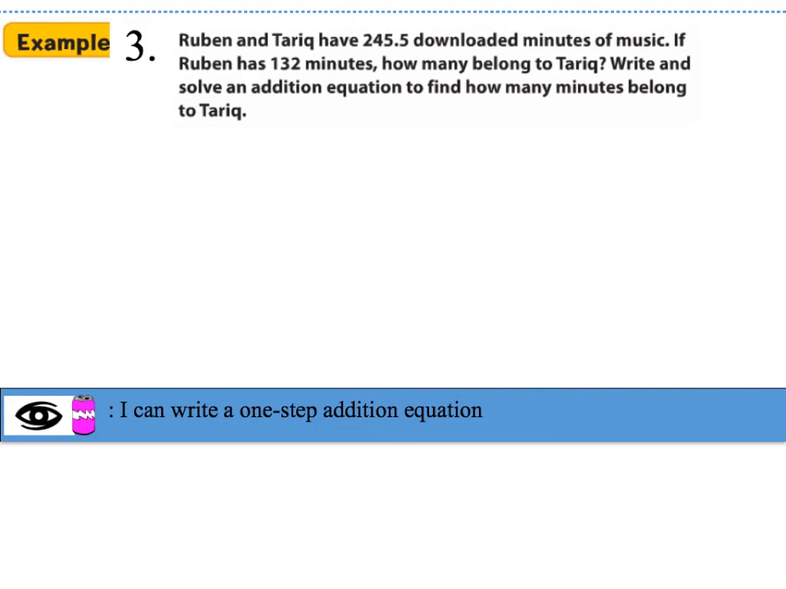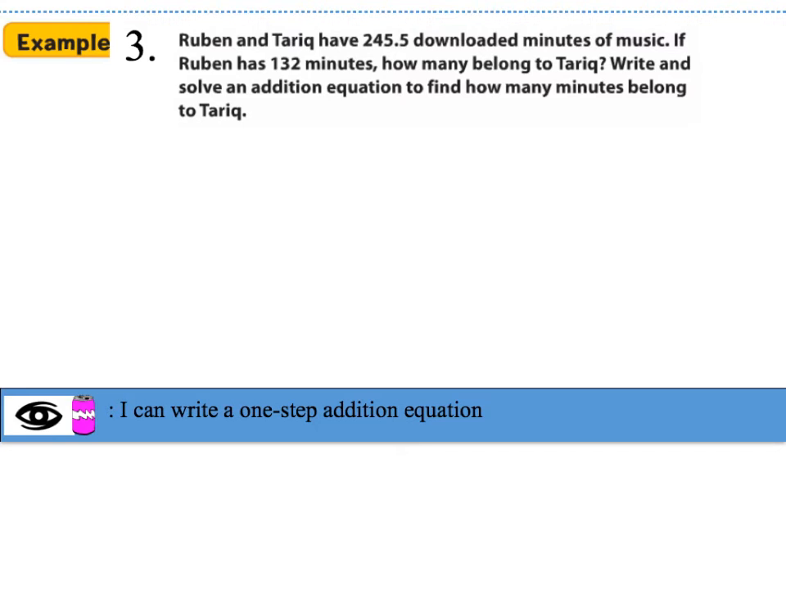For example 3, it says Ruben and Tariq have 245.5 downloaded minutes of music. If Ruben has 132 minutes, how many belong to Tariq? Write and solve an addition equation to find out how many minutes belong to Tariq.